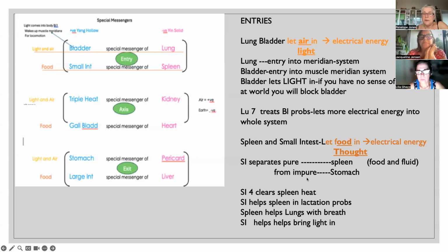The impure stuff goes to the stomach. So if you end up all night watching porn, or if you eat McDonald's all the time, then you're going to overload the small intestine and you're going to have problems with your whole gut.